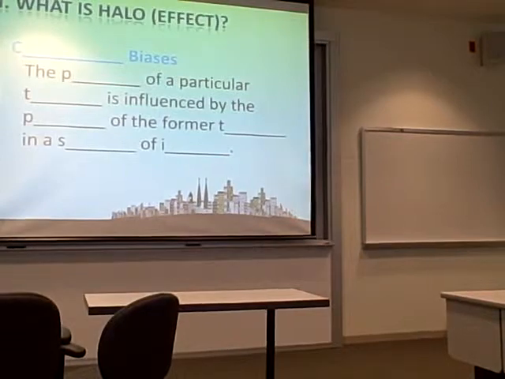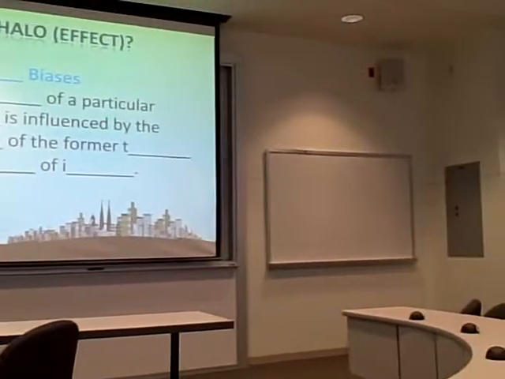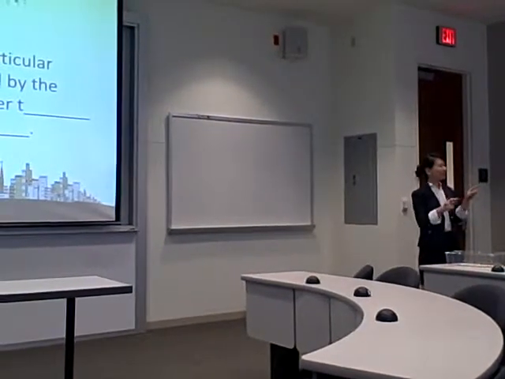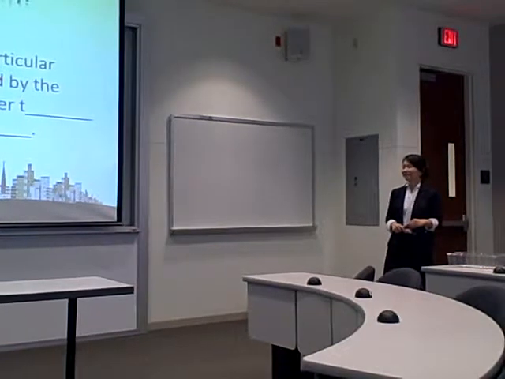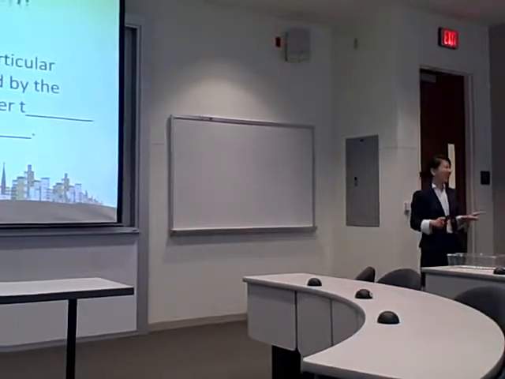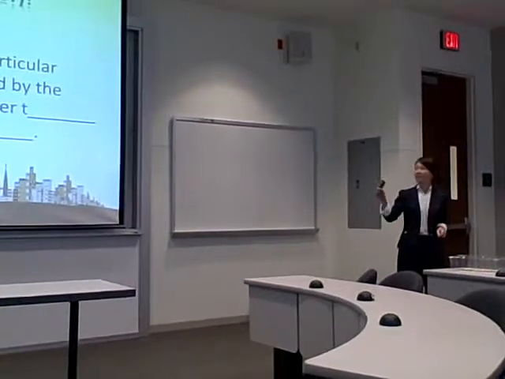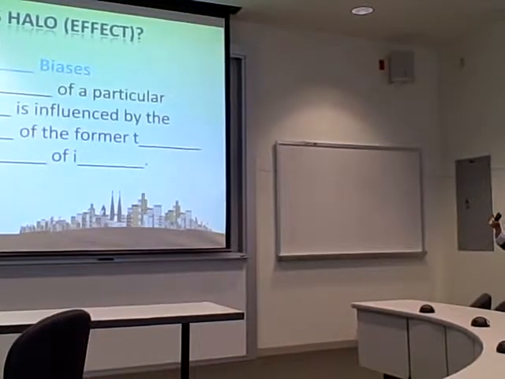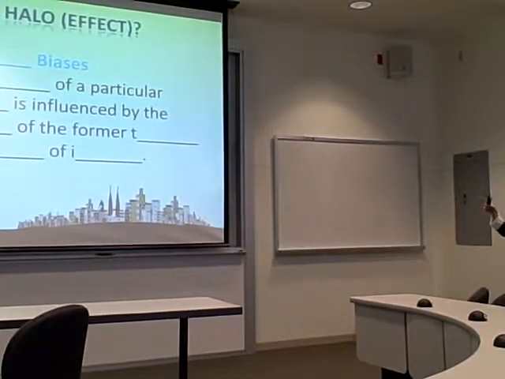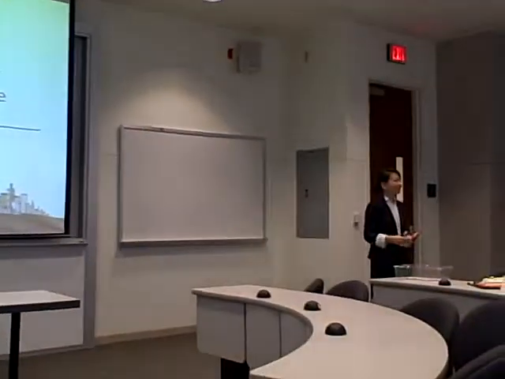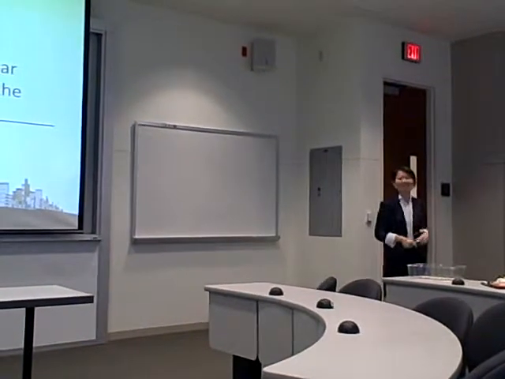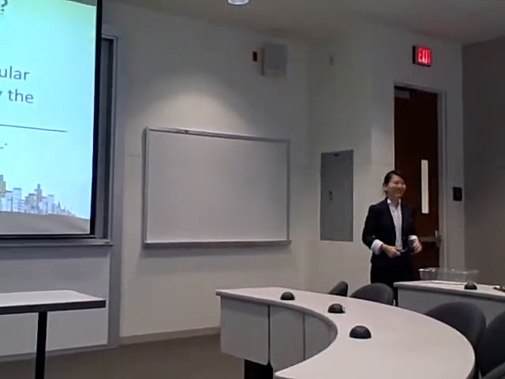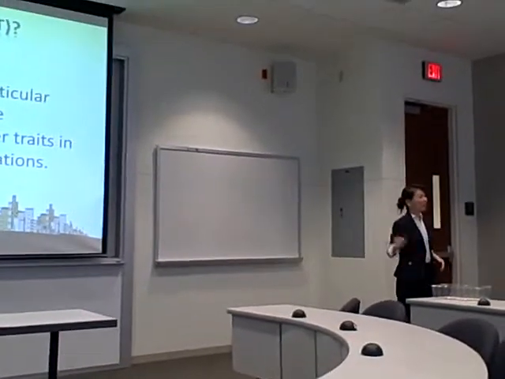Try to imagine the situation where you have some ideas of the previous perception. Right, perception. Here got 1, 2, 1. Topic? Right, trait. We got a tie there. So it's cognitive biases. The perception of a particular trait is influenced by the perception of the former trait in a sequence of interpretation. We got a tie there. Anyway, we'll just go over the concept.